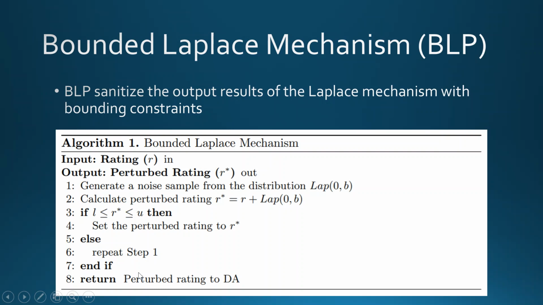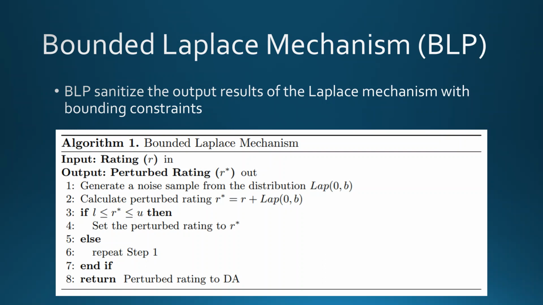The advantage here is that, unlike the Laplace mechanism, which has a domain from minus infinity to plus infinity, here we have a bounding constraint domain for the perturbed rating. So we are not having meaningless ratings. We will have ratings which make sense, which have actual meaningful values.